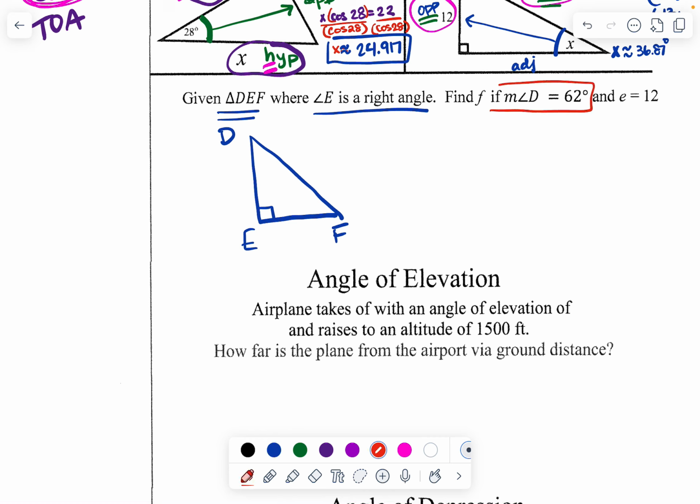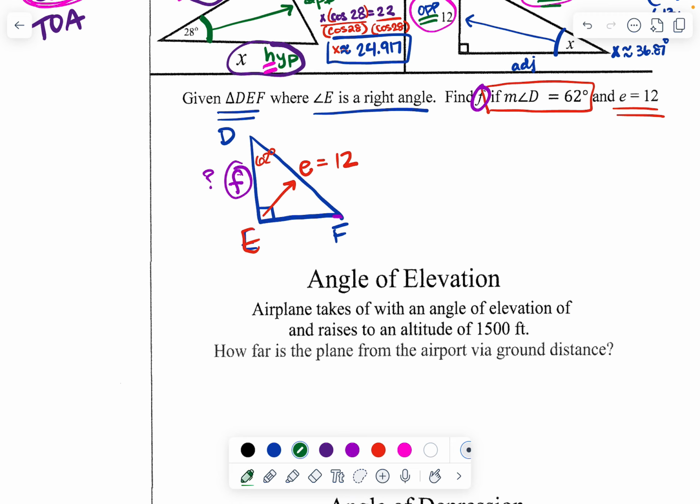But angle D is 62. So I know this is 62 degrees. And side E is 12. So if this is angle E, side E is opposite from it. So that's 12. Okay. And it says find F. So we're looking for little f. So if this is angle F, little f is right here across from it. So this is what we're looking for.